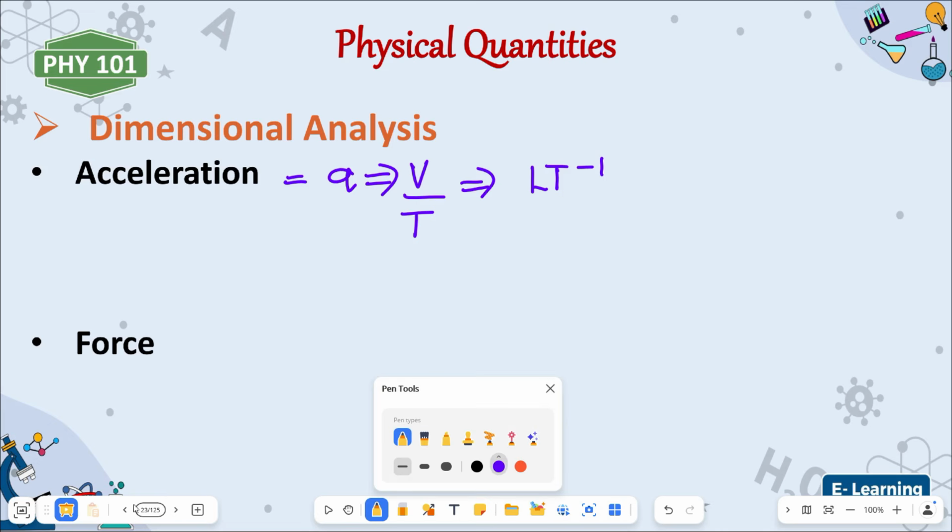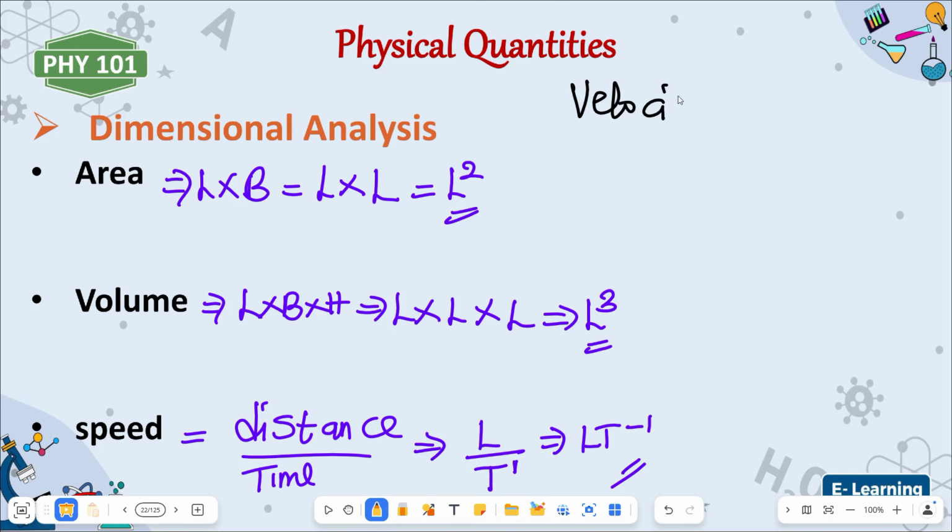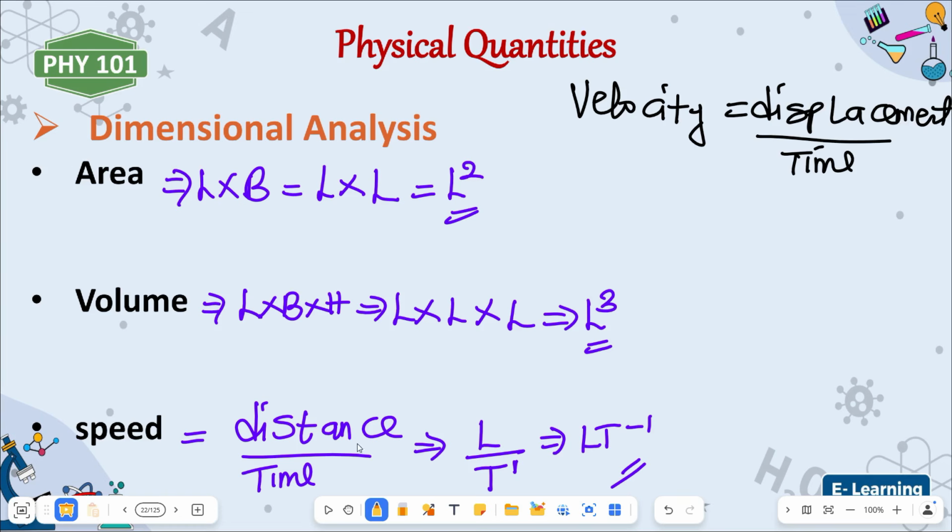Speed and velocity have the same dimension. The only difference is that speed has to do with distance, while velocity is displacement over time. Let me do it here. Speed and velocity have the same dimension. Velocity is displacement, instead of distance, over time. I've explained what distance and displacement are earlier, so we won't go into that.